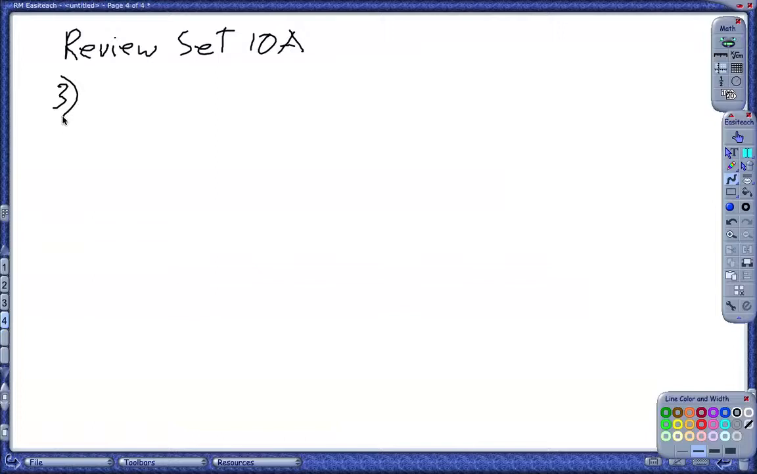This is review set 10A, number 3. So here we go. We have a triangle. It's a right triangle. And of course, the only way you know it's a right triangle is make sure you have the little box in the corner. If you don't have that, you can't be certain it's a right triangle.